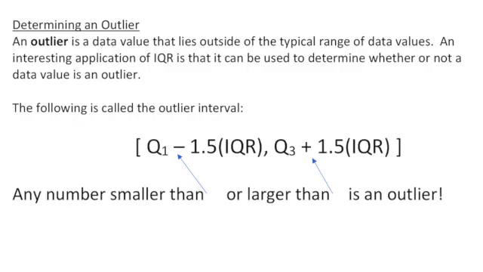A cool application of IQR is that we can use it to determine whether or not a given data value is an outlier to the data set. We've got to start by defining what an outlier is. An outlier is a data value that lies outside of the typical range of the data values. This could be a data value that's extremely low or extremely high compared to the other data values.